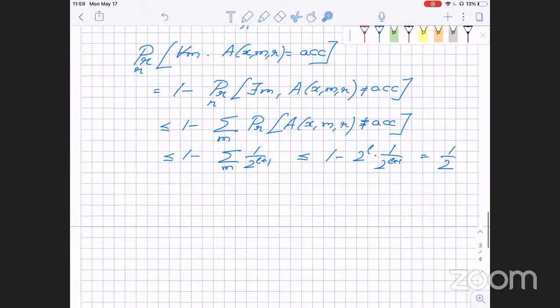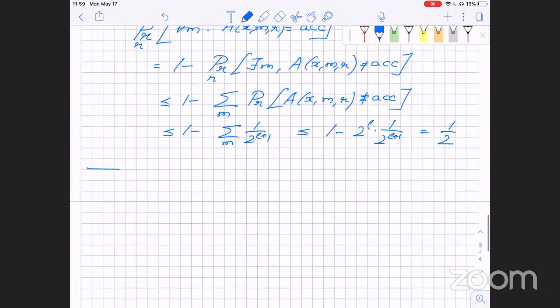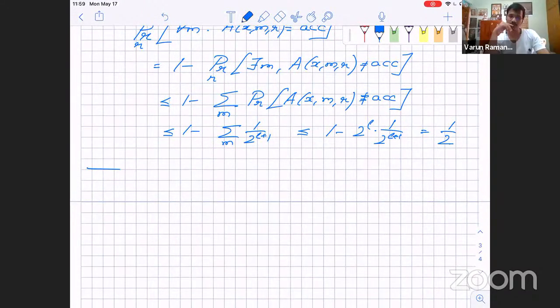Okay. And actually, you can take almost the same proof and get the following. Extend the same proof.